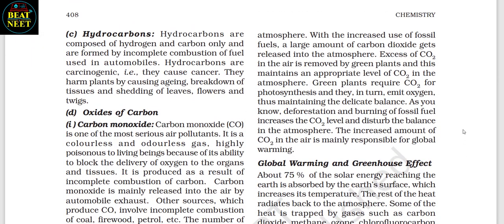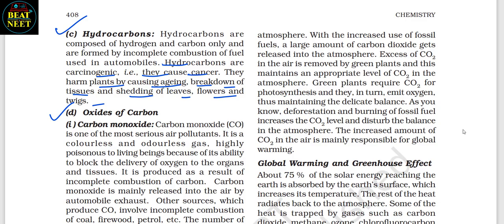C. Hydrocarbons. Hydrocarbons are composed of hydrogen and carbon only and are formed by incomplete combustion of fuel used in automobiles. Hydrocarbons are carcinogenic, that is, they cause cancer. They harm plants by causing aging, breakdown of tissues, and shedding of leaves, flowers, and twigs.